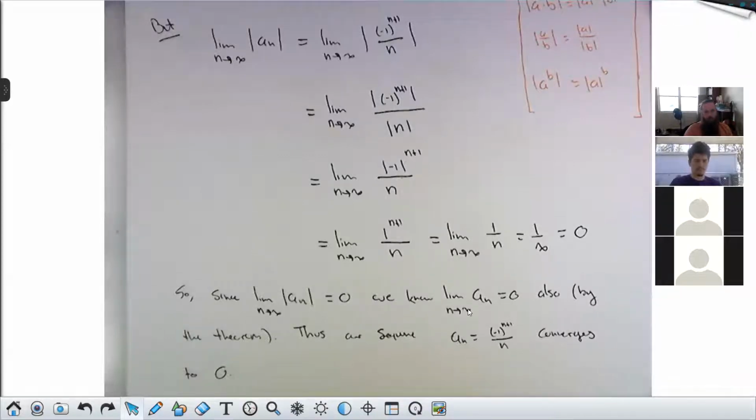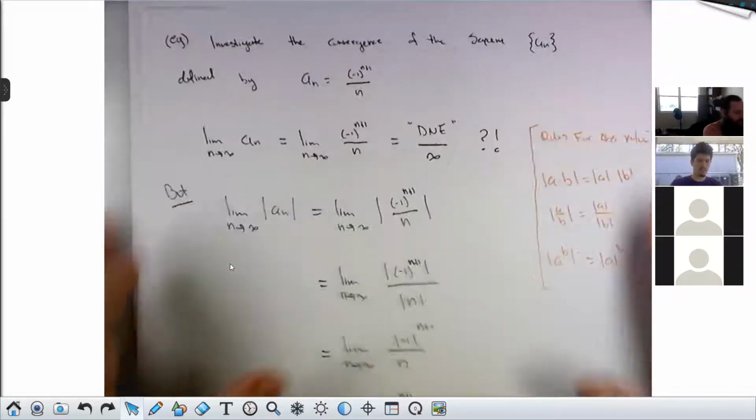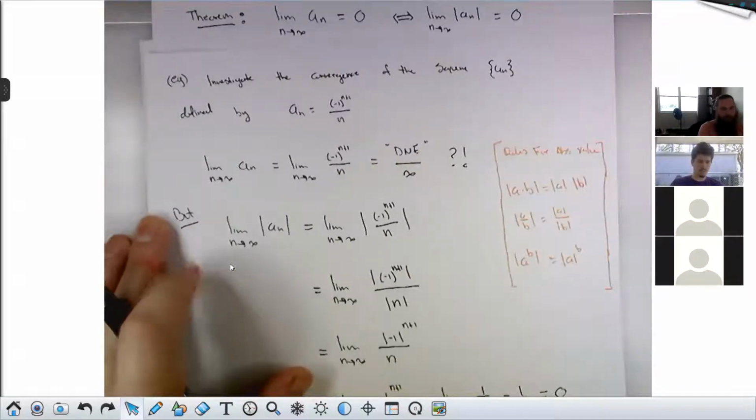All right, so everybody's following the logic here, yeah? I couldn't figure out what my sequence did, but when I took absolute values, that sequence went to 0. Since the absolute value of my sequence goes to 0, by the theorem we just proved, our sequence itself must go to 0. So the limit of our sequence does exist and is finite. It's 0. So that sequence is a convergent sequence. Specifically, we'd say it converges to 0. That's one of the ways this theorem can be useful.